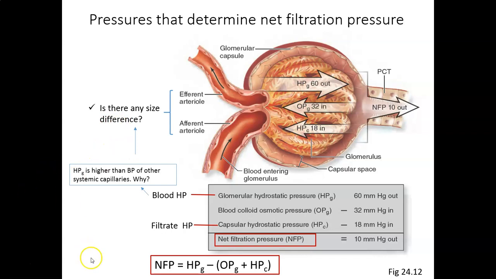Okay, you need to really remember these three pressures here. How do you calculate NFP? So you can understand, down the road, how you can regulate the NFP. That therefore regulates how much filtration happens, or how much urine you can generate.